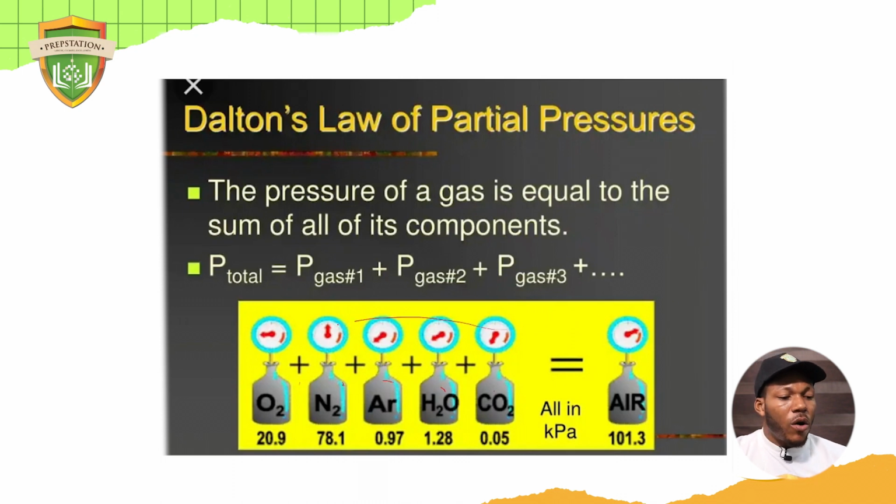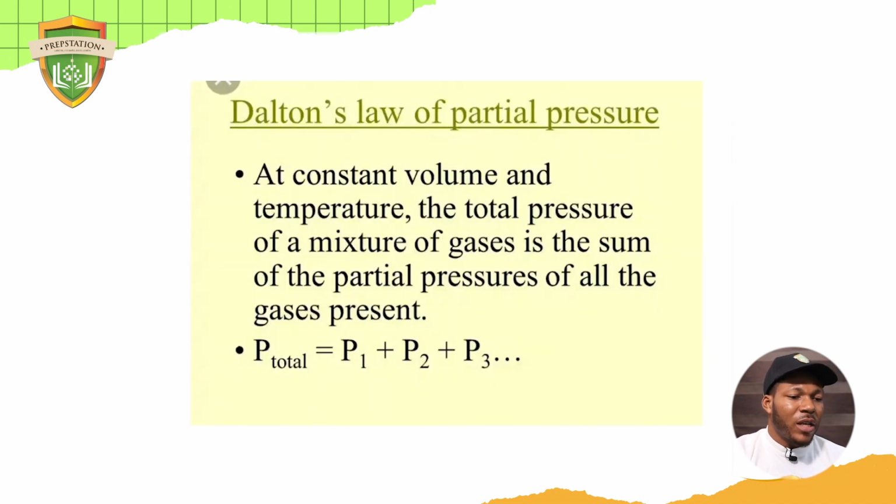Now, the sum of all these pressures, these are all partial pressures, right? All will now form air. This is the sum of the pressure. So this is what Dalton's law was trying to discuss. It says that the pressure of a gas mixture is equal to the sum of all its components. Or you can say in this form, at constant volume and constant temperature, the total pressure of a gas mixture is the sum of the partial pressures of the gases present.